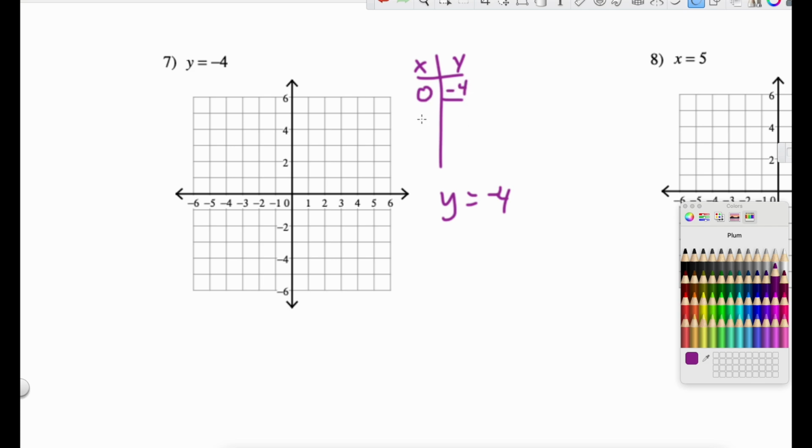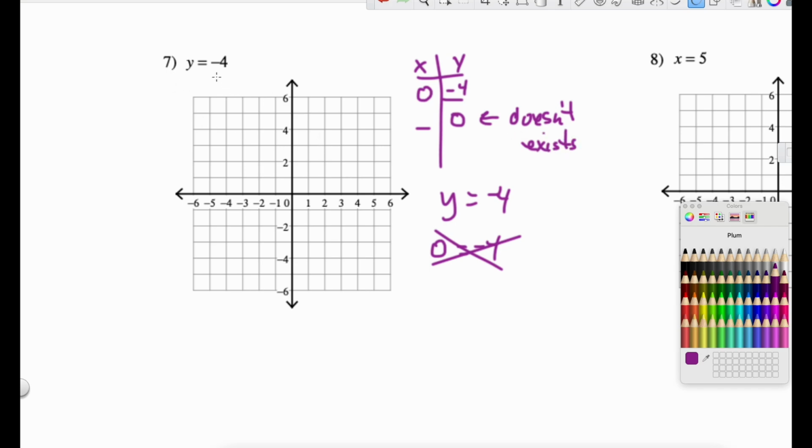And then I say, okay, well, let's plug in 0 for y and see what we get for x. And then I do that, I get 0 equals -4, which is not possible. So that means that we don't have an x-intercept. It doesn't exist. So what is going on with this?